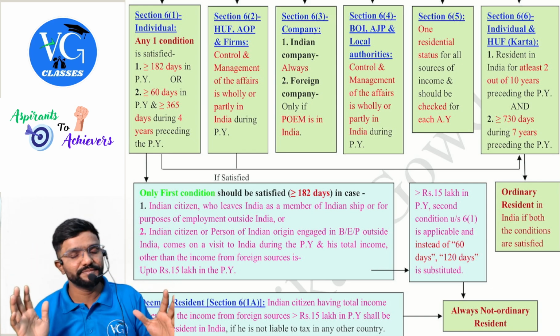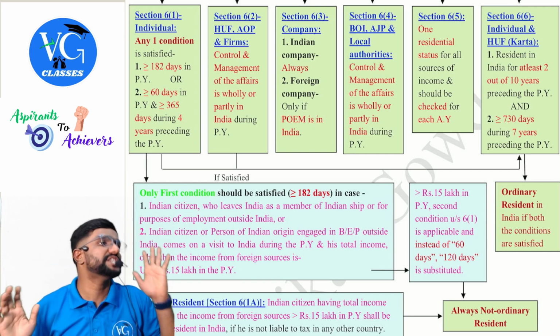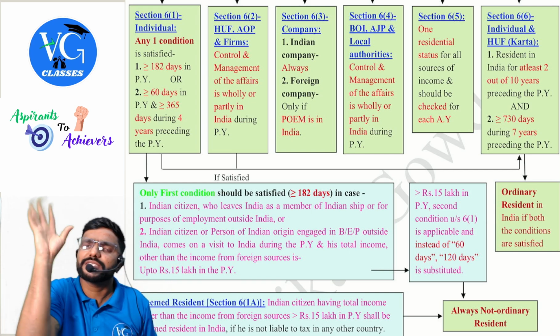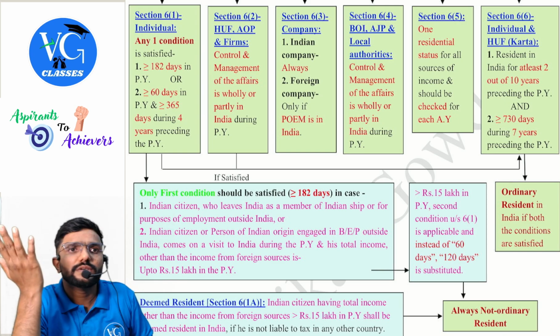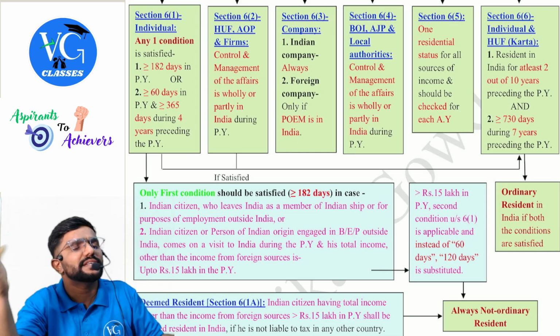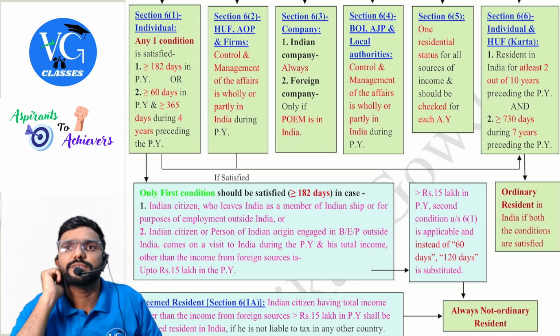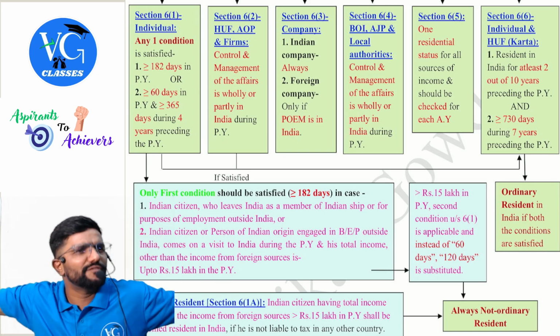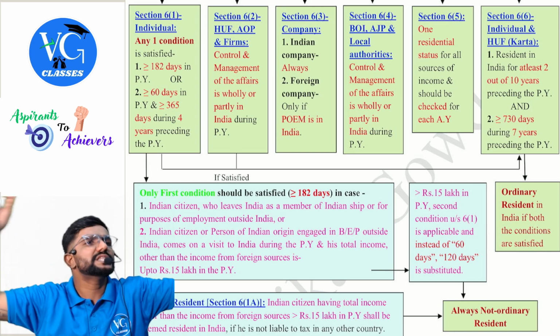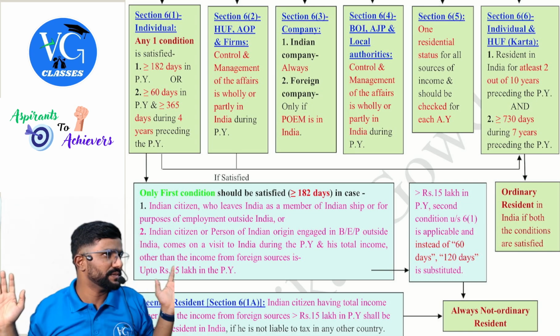But they are telling all 4 years put together, 365. Sir, 3 years he was completely outside India and 1 year completely in India? Satisfied. Sir, every year 100 days? Satisfied, 100 into 4. Clear. So the stay need not be continuous. Out of 4 years, all 4 years put together, 365 or more, guys.